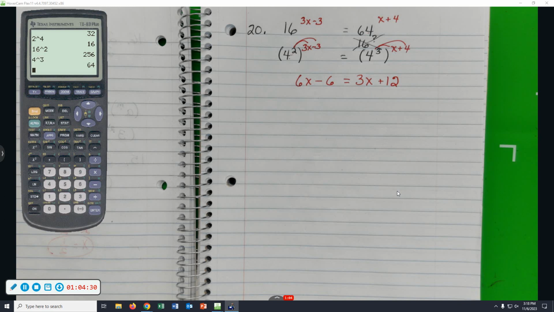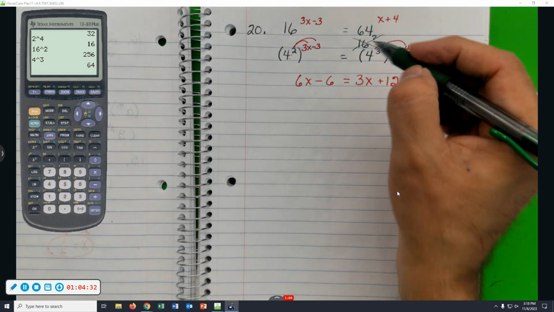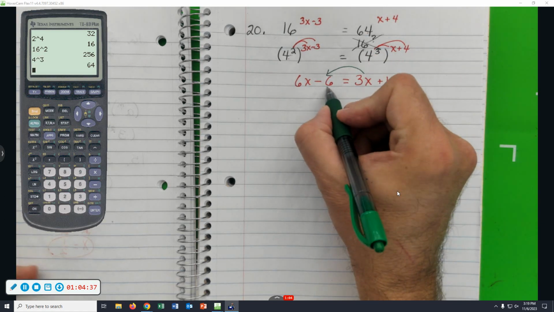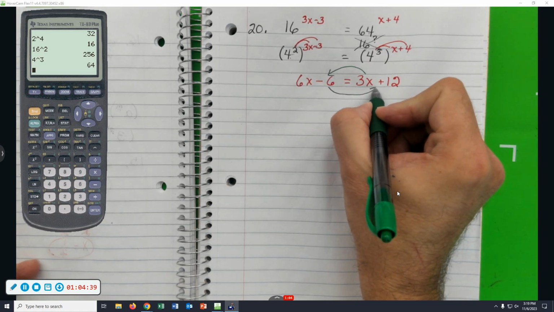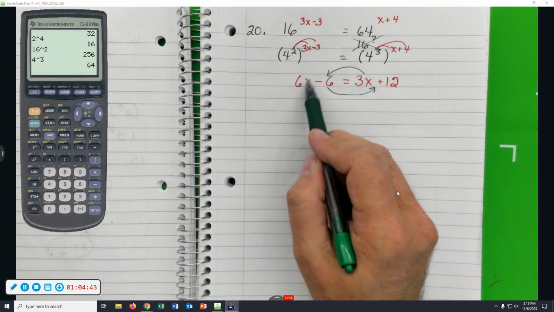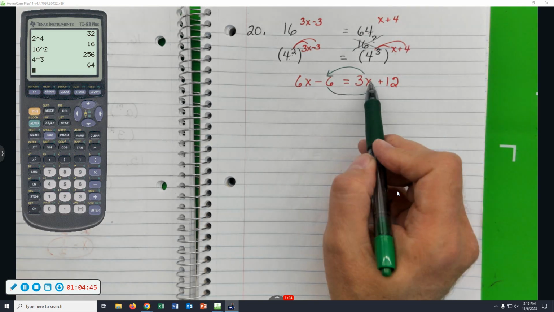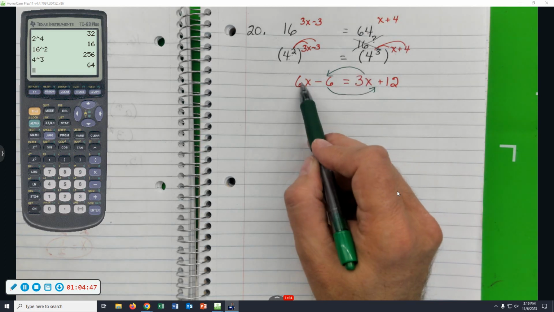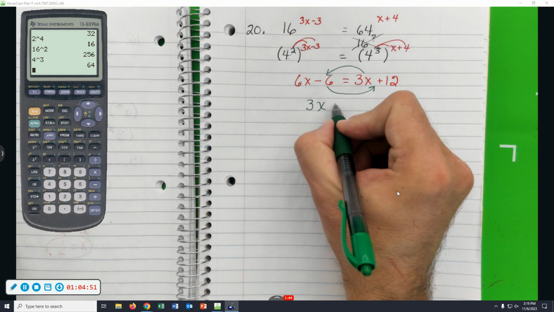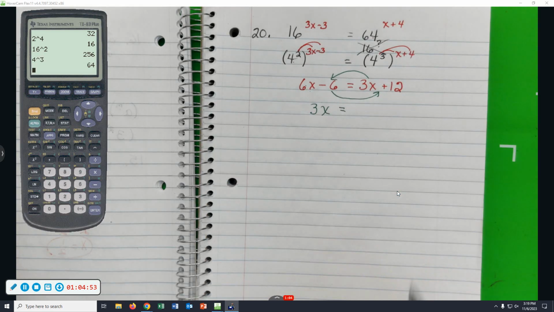And this is a linear equation, so let's collect all the x's on one side. What am I trying to say to do? Move the 3x over here by subtracting. So it'll be 6x minus 3x. Is that just going to be a 3x on the left? What about on the right?